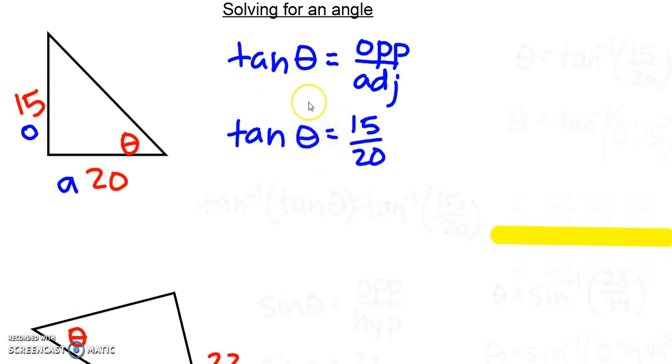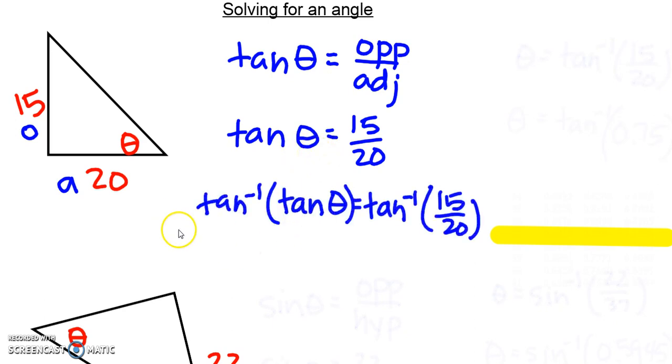We're going to leave that as a variable, but we do know the opposite side, which is 15, and we know the adjacent side, which is 20. So then I'm going to isolate theta. I want to get theta by itself. That's the angle. So just like I showed you in the foldable, now we tangent inverse both sides because tangent inverse and tangent undo each other.